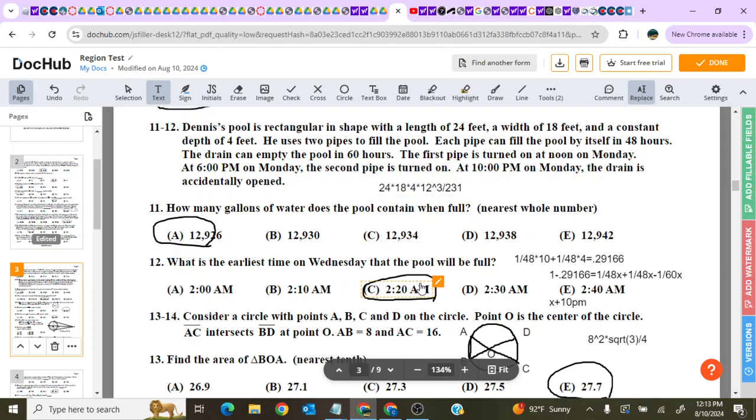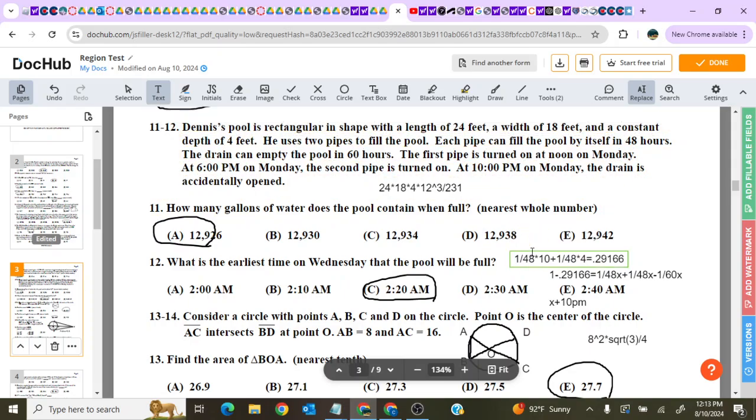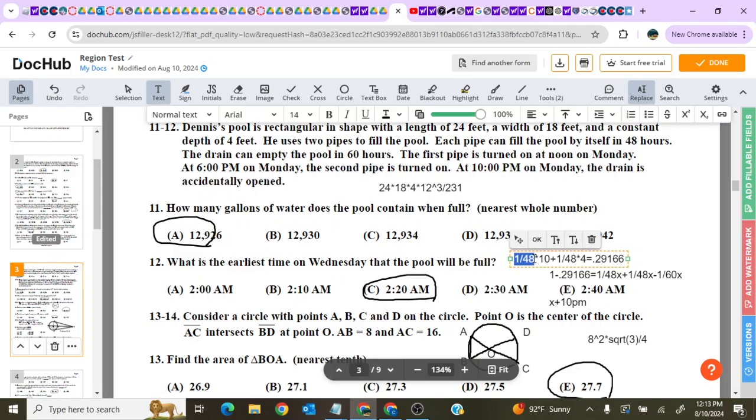And what is the earliest time on Wednesday the pool will be full? So let's figure out how full the pool was before the drain turned on. Each pipe goes at a rate of one pool over 48 hours, as you can hopefully understand. The first pipe works for 10 hours, the second one works for 4 hours.